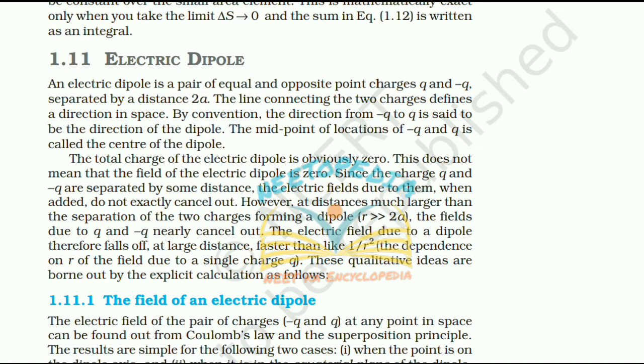The total charge of the electric dipole is obviously 0. This does not mean that the electric field of the electric dipole is 0. Since the charges q and minus q are separated by some distance, the electric fields due to them, when added, do not exactly cancel out. However, at distances much larger than the separation of the two charges forming a dipole, the fields due to q and minus q nearly cancel out. The electric field due to the dipole therefore falls off at large distance faster than 1 upon r squared, the dependence on r of the field due to a single charge q. These qualitative ideas are borne out by explicit calculations as follows.